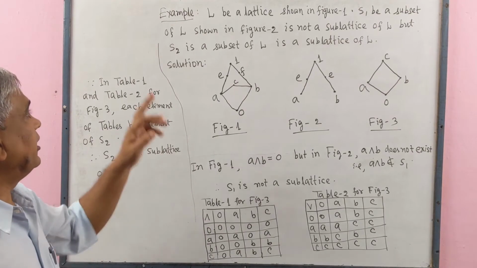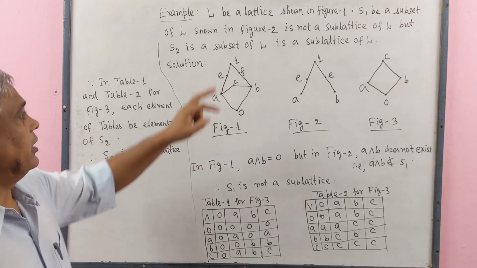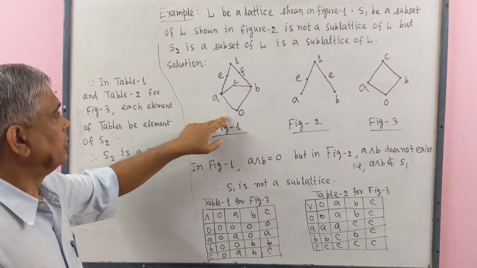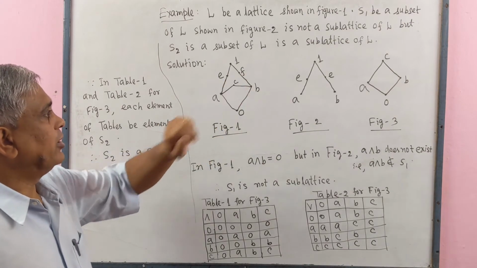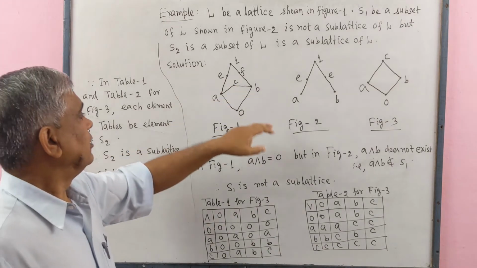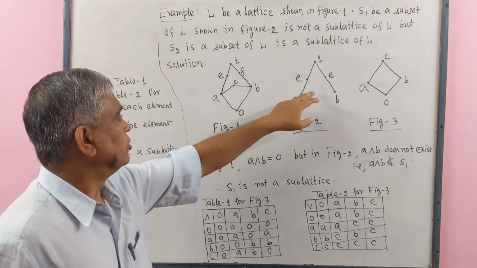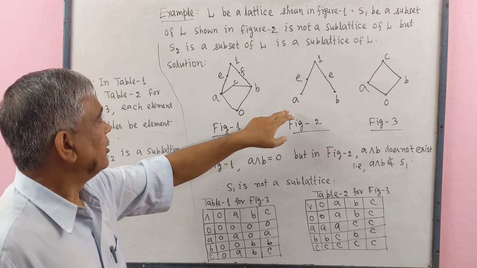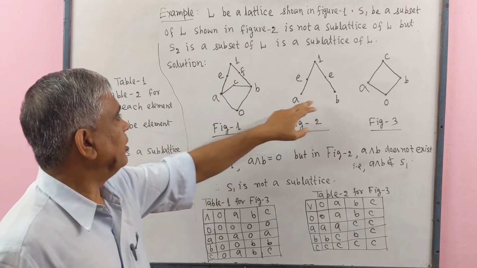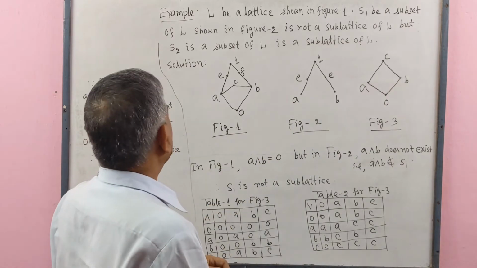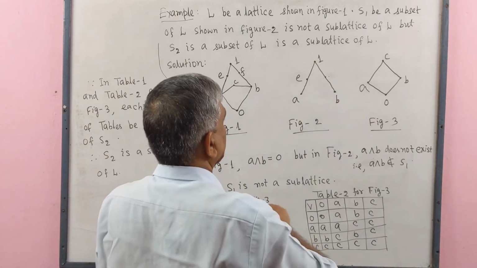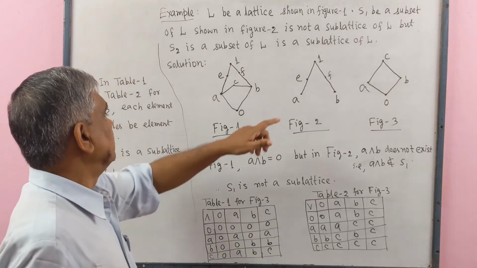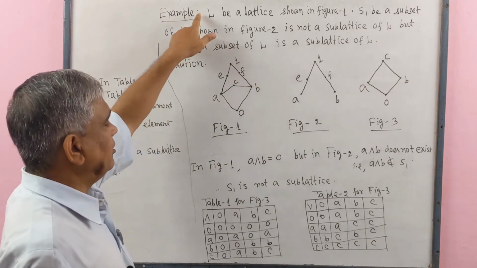Now we discuss the next example. Here L is a lattice shown in figure 1. This is a lattice. S1 is a subset of L shown in figure 2. The elements of S1 are a, b, e, f and 1. This is a subset of L.